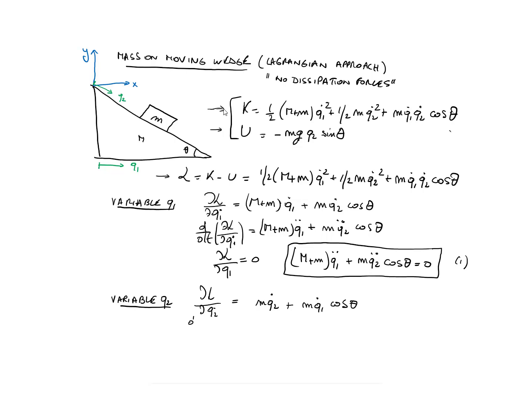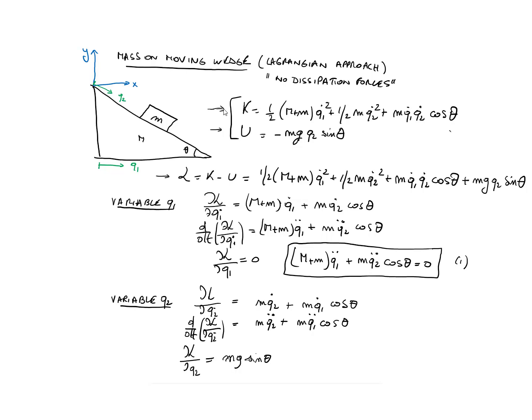So as before, I now need to take the time derivative of this partial derivative, q2 dot. So that's very easy. m q2 double dot this time, plus m q1 double dot cos theta. And well, in here I forgot one term, right? So minus, plus m g q2 sine theta, because I was looking at my partial derivative of the Lagrangian with respect to q2. And here there is indeed a contribution. It's m g sine theta.